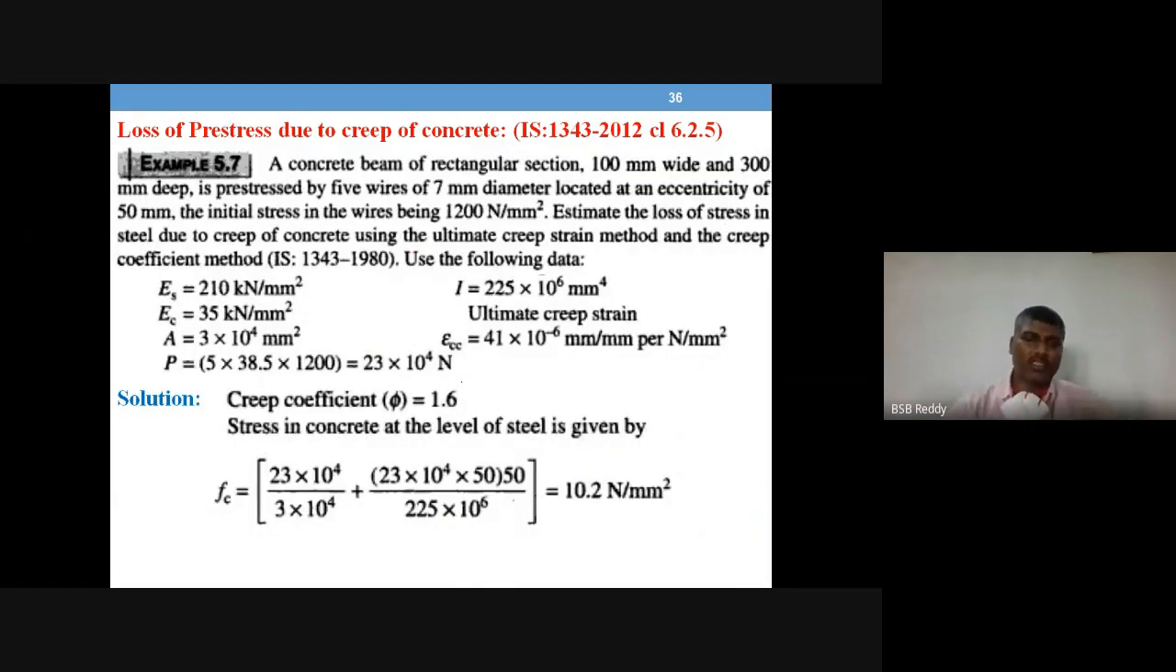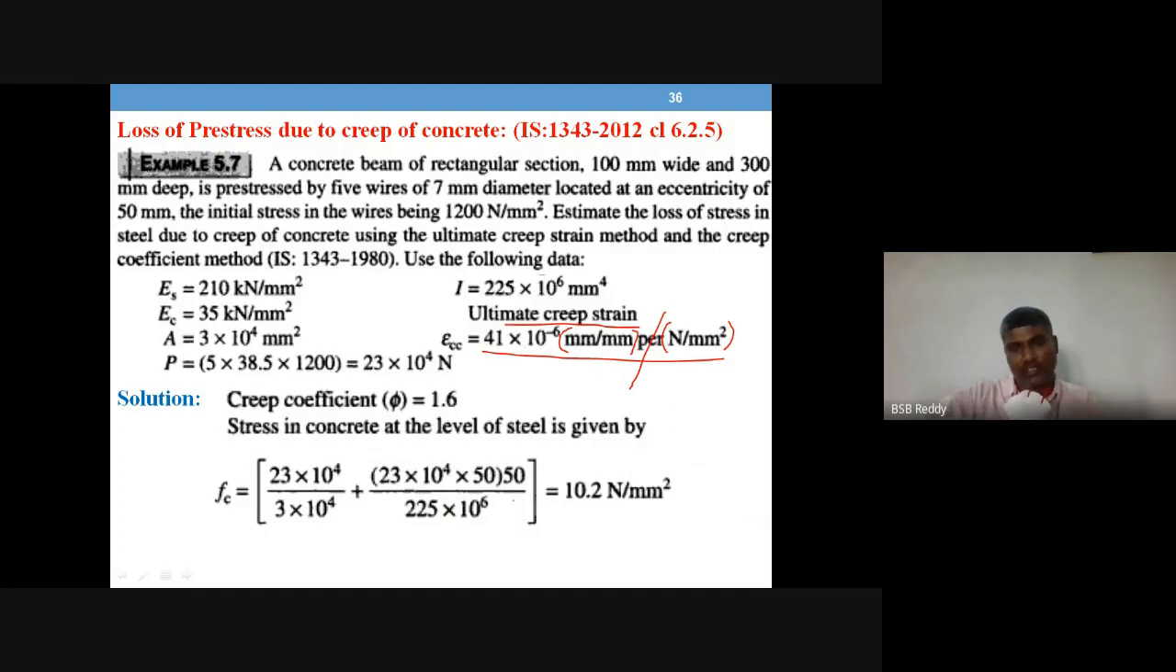And this was the example which we have seen, where you can see that the ultimate creep strain value is given to you as 41 into 10 power minus 6. As it is a strain value, there won't be any units, but some number mm by mm gets cancelled, per 1 unit stress.